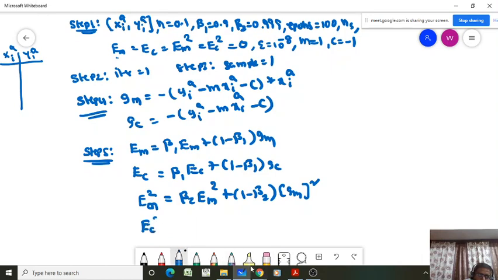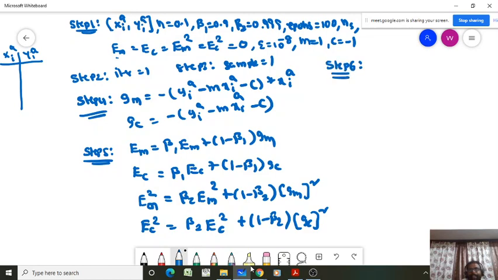You have to calculate EC2 equal to beta 2 into EC2 plus 1 minus beta 2 into gC whole square. Hope you have calculated the first moment and second moment, or simply call it the exponential decaying average of gradients and squared gradients. What will be step 6 in case of Adam? Anyone can suggest what may be step 6 in case of Adam?